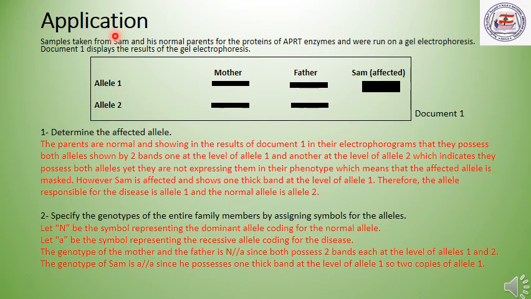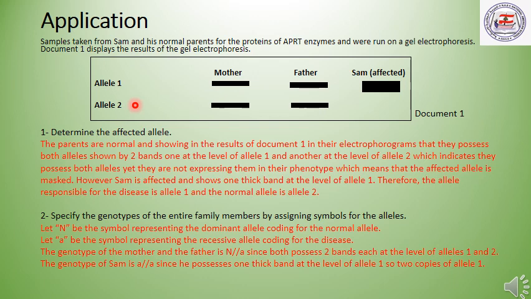Application. Samples taken from Sam and his normal parents for the proteins of APRT enzymes were run on a gel electrophoresis. Document 1 below displays the results of the gel electrophoresis. The first question is determine the affected allele. Let's read the document together really well before answering the question.